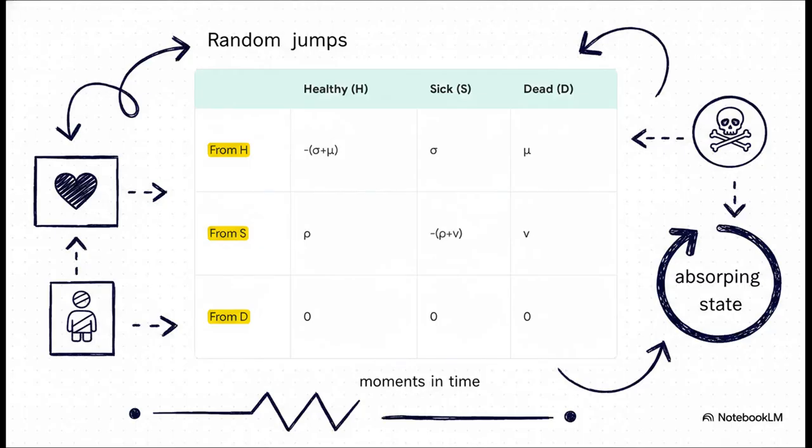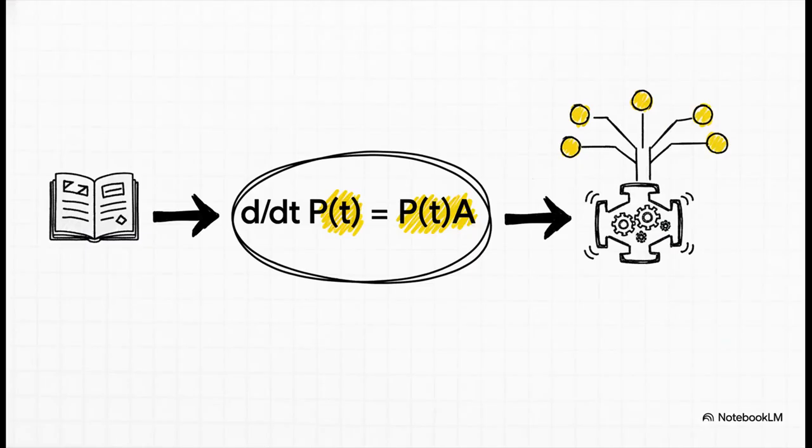And this is what that rulebook looks like. It's called the generator matrix. Now, don't let it scare you. It's actually pretty simple. It's just a grid. The rows are where you're starting from, say, healthy. The columns are where you could go, like sick. And the number in the box is just the speed limit for that specific jump. Oh, and check out the dead row. See how it's all zeros? That makes total sense, right? Once you're there, you're not going anywhere. It's an absorbing state.